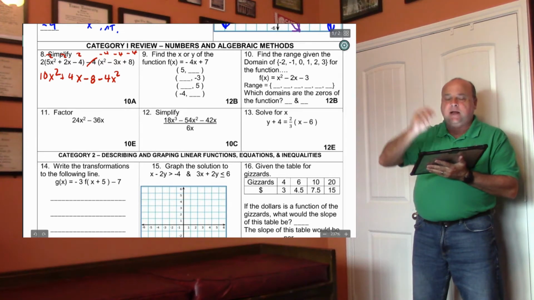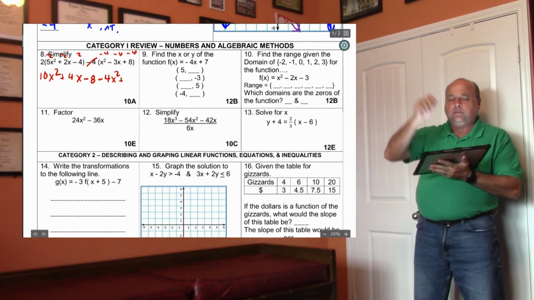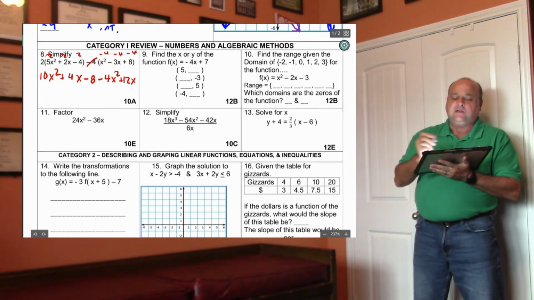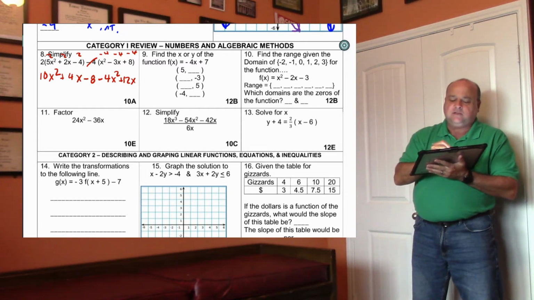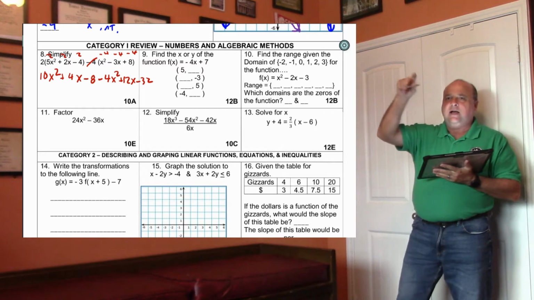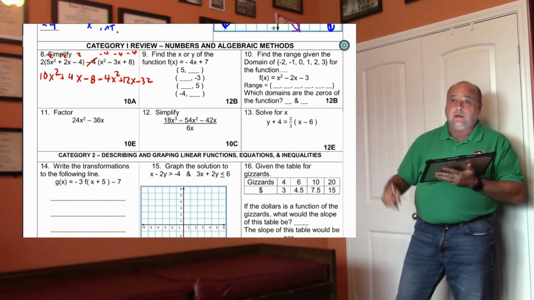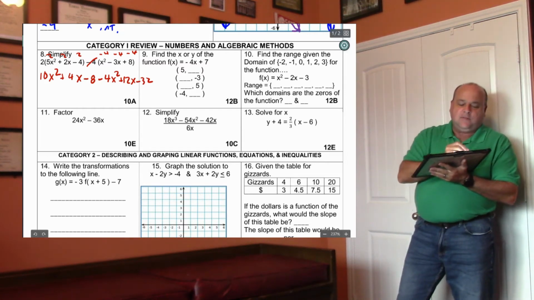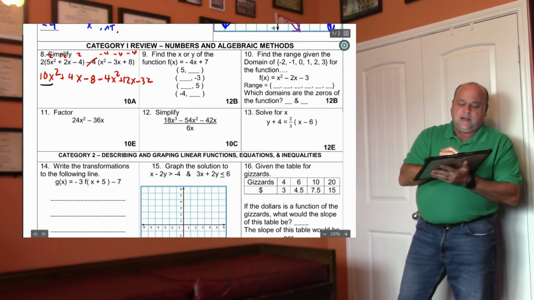A negative times a negative is a positive. 4 times 3 is 12. The letter is x. A negative times a positive is a negative. And 8 times 4 is 32. So we just did sign, number, letter 6 times, didn't we? Just multiply them out. Now that I'm going to group, I'm going to combine my x squares.